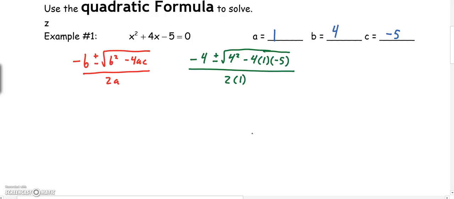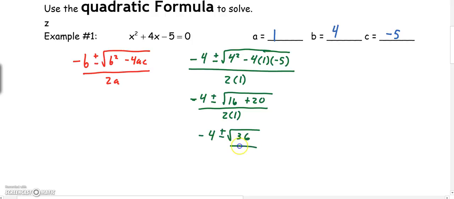So I'm going to simplify underneath my radical first, so I'm going to multiply and square. So negative 4 plus or minus the square root, 4 squared is 16. And then negative 4 times 1 times negative 5 is plus 20, all over 2 times 1. I'm going to simplify a little more by adding underneath the radical and multiplying out the 2 times 1. So we get negative 4 plus or minus the square root of 36 all over 2. Now, because of the plus or minus in the middle, this is going to get us 2 solutions.